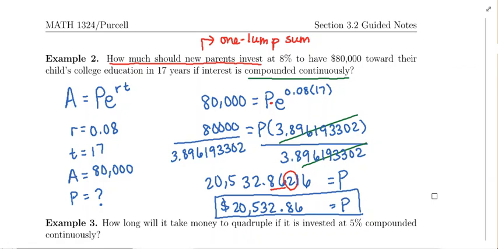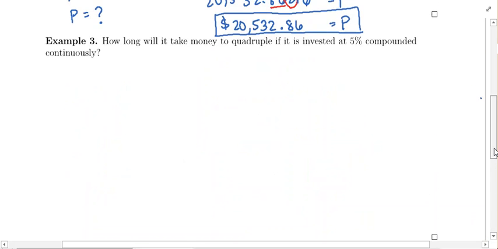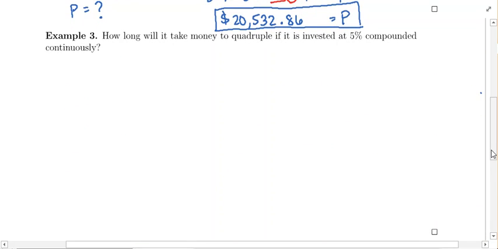Let's look at example 3. How long will it take money to quadruple if it is invested at 5% compounded continuously? Again, you read this problem. The first thing you should pick up on is compounded continuously. That should jump out at you, and you know automatically to use PERT.